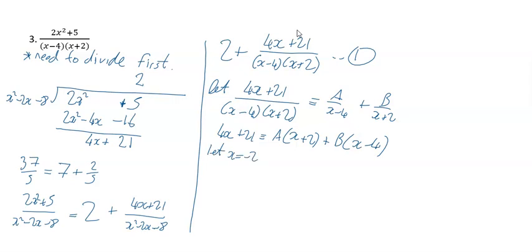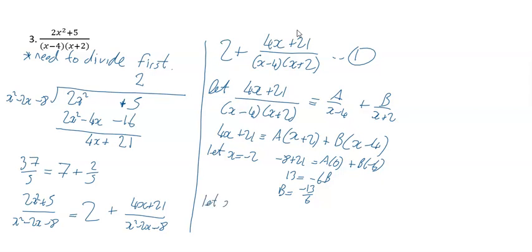So if x equals minus 2, you're going to have minus 8 plus 21 is equal to a times 0 plus b times minus 6. So what you're going to have is 13 equals minus 6b, or b is equal to minus 13 over 6. So that's pretty ugly, but we'll see it's fine when we get to the answer.